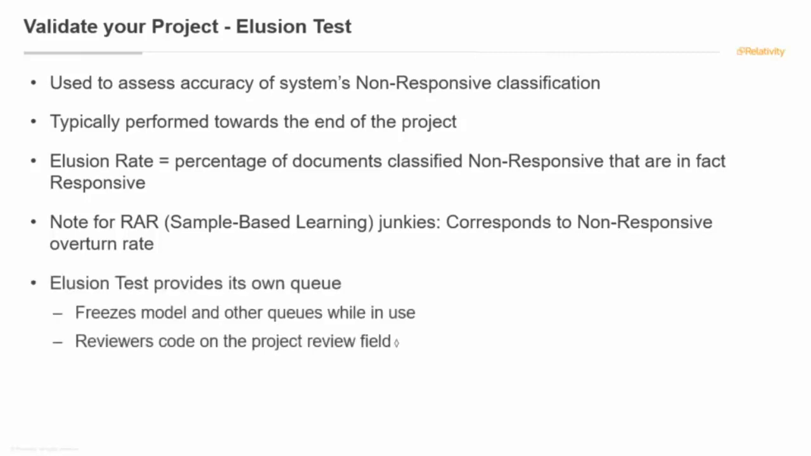The nice thing about how it's been built into the product is that it provides its own queue and it takes care to freeze the model for you. The reason that it's nice to freeze the model is that it's not moving while you're measuring it. So here you are measuring, seeing how good it's doing, and then oops, it changed. It doesn't do that. It freezes the model. It lets you code those documents in the same way that you coded all the other documents in the queue, and then it's able to report on how well things are done.